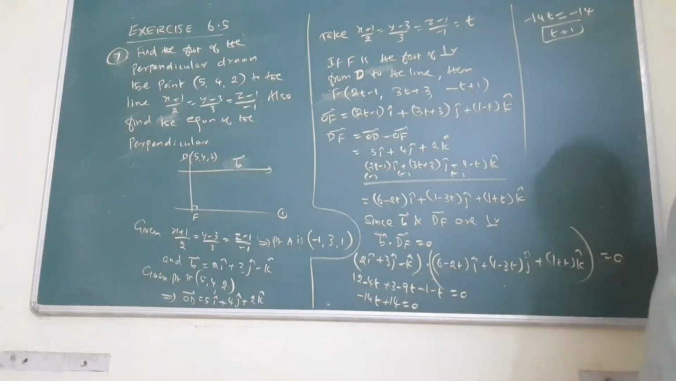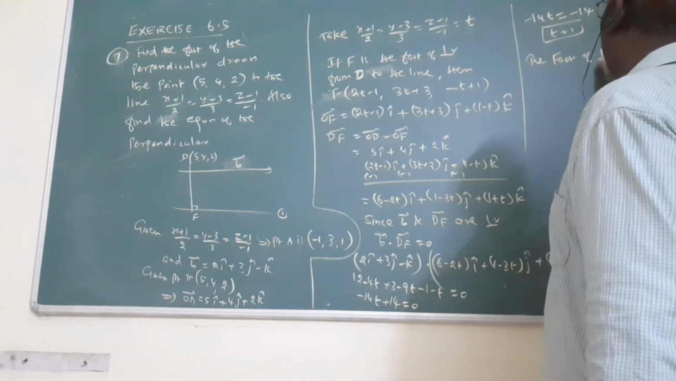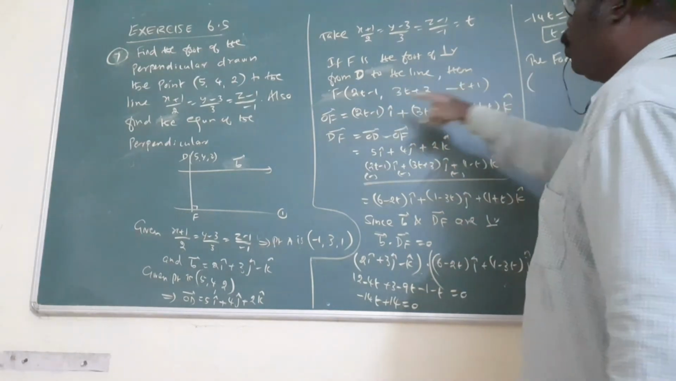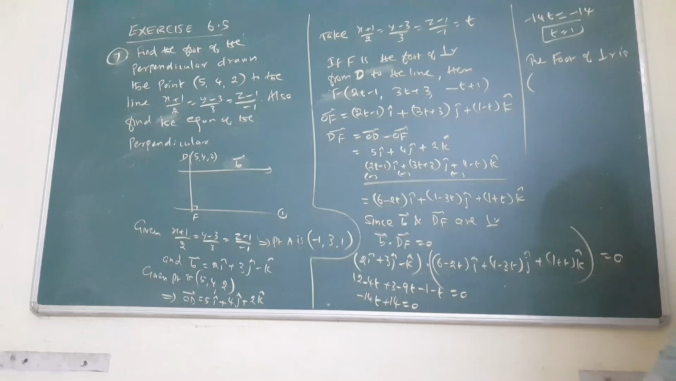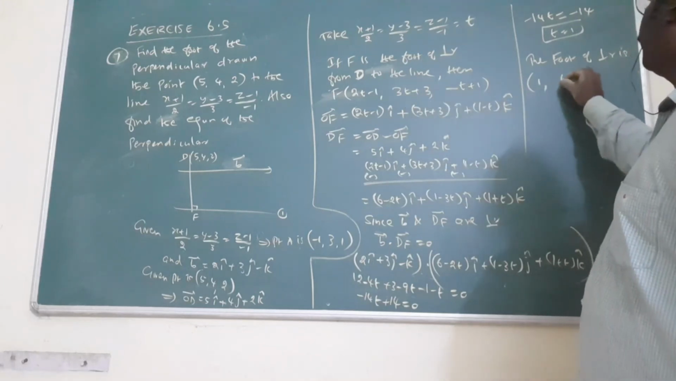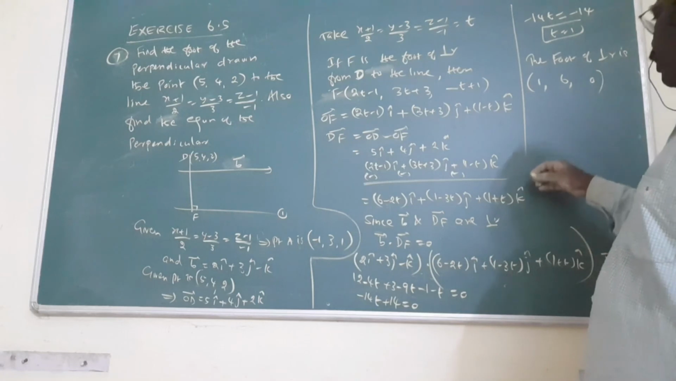Am I right? Now what is being asked? The foot of the perpendicular, the point, is being asked. The point F is what? Therefore the foot of the perpendicular is our answer: 2T minus 1, 2 into 1 is 2 minus 1, 1; 3 into 1 is 3, plus 3 is 6; then minus 1 plus 1, that is 0. This is perfect.